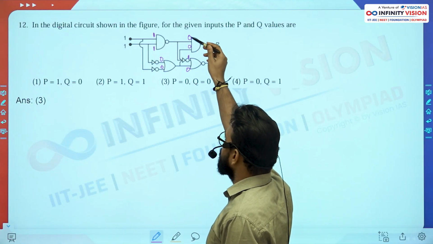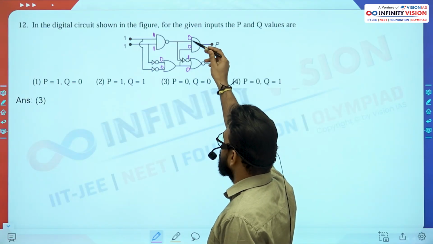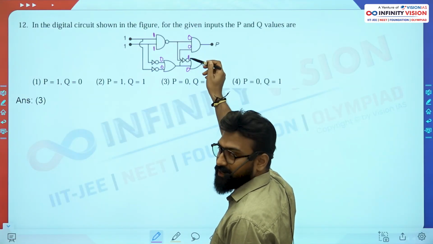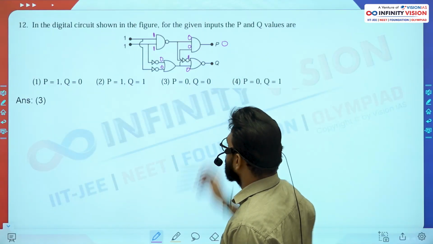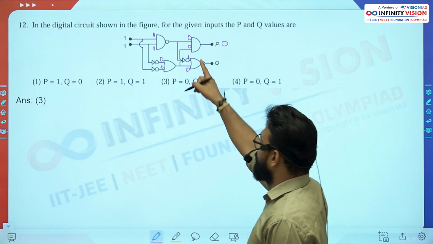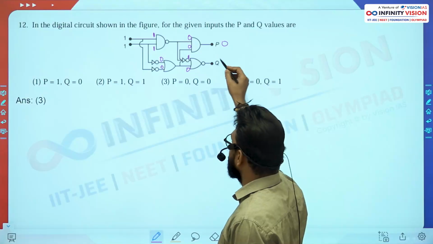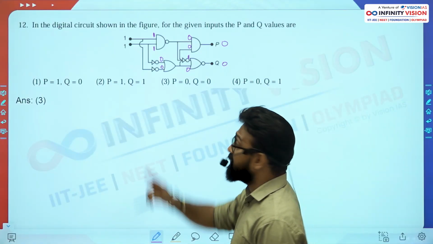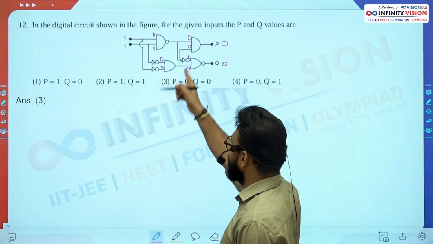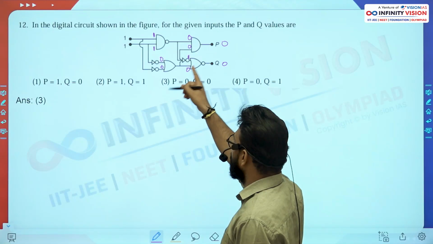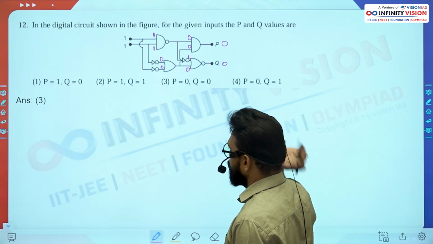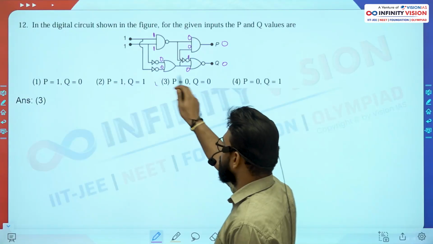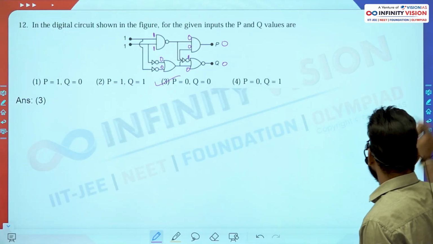Now 0 0 goes into an AND gate, and 0 0 comes out to be 0. Here it is a NOR gate with inputs 1 0, and since it is a NOR gate, 1 0 must give 0. So a 1 0 input has 0 output. The final answer that we are getting is 0 0. So the third option is the correct option.